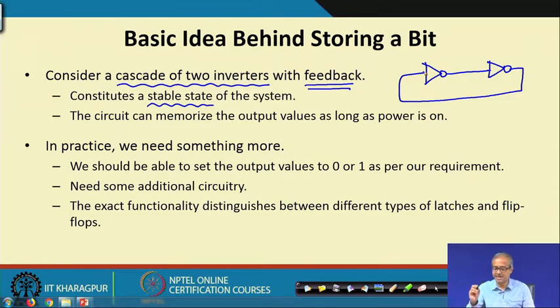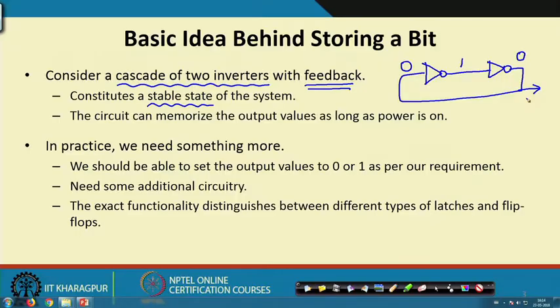Now, in such a circuit, suppose somehow this input is at logic 0. Well, if this input is at logic 0, the output of the NOT gate will be at logic 1, and the output of this NOT gate will again be at logic 0, and that same 0 is being fed back here. You see, this is a stable state of the system. Whenever we set this system in this state, the values of those zeros and ones will never change. It will memorize this state as long as the circuit is powered on.